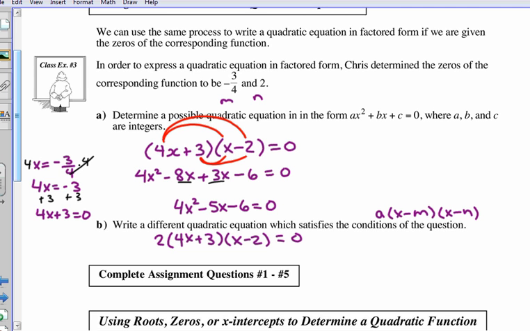So if we expanded that out, we already know what this is expanded. If we expanded this part right here already, it was 4x squared minus 5x minus 6. So if we just double the whole equation, it'd still give us the exact same zeros. 8x squared minus 10x minus 12 equals 0.